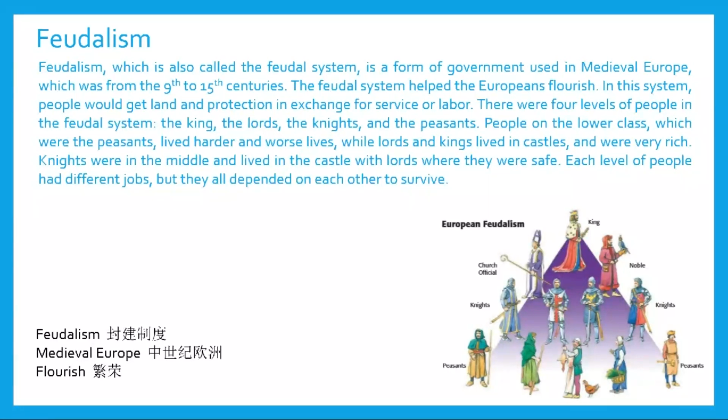Slow reading. Feudalism, which is also called the feudal system, is a form of government used in medieval Europe, which was from the 9th to 15th centuries. The feudal system helped the Europeans flourish. In this system, people would get land and protection in exchange for service or labor. There were four levels of people in the feudal system: the king, the lords, the knights, and the peasants.